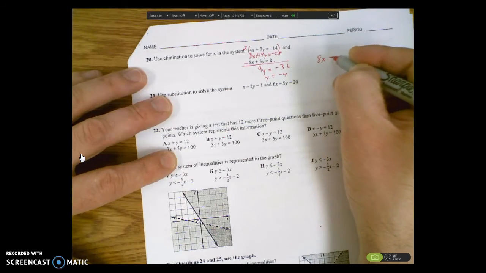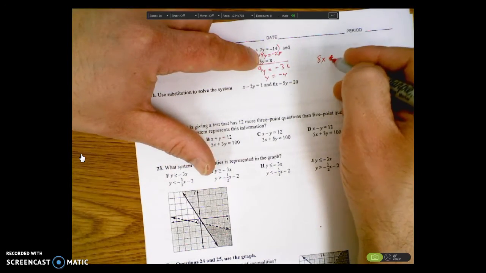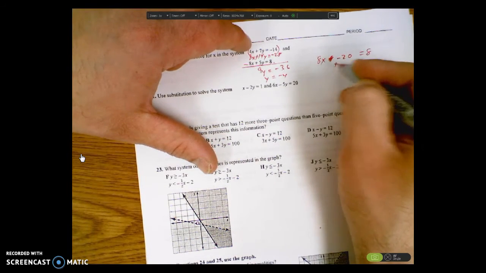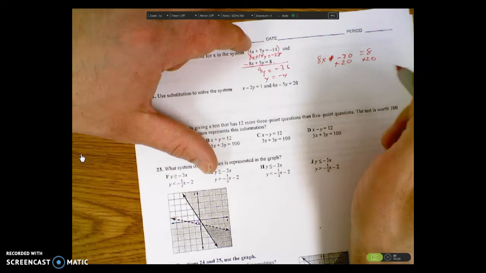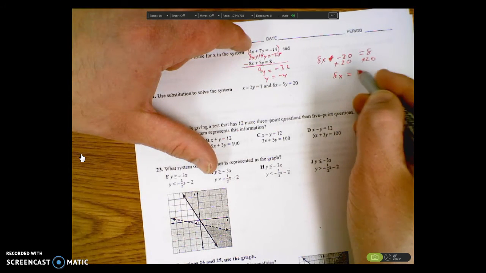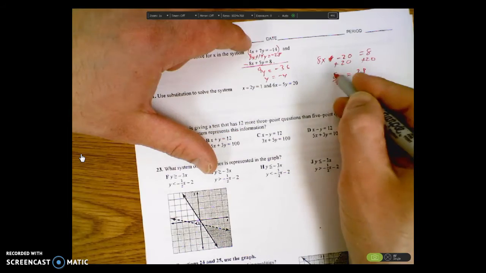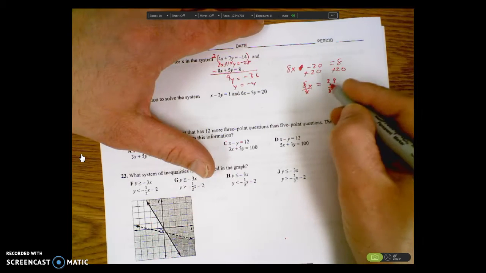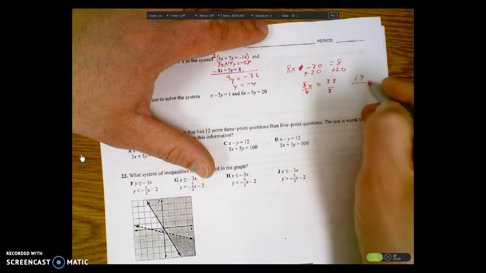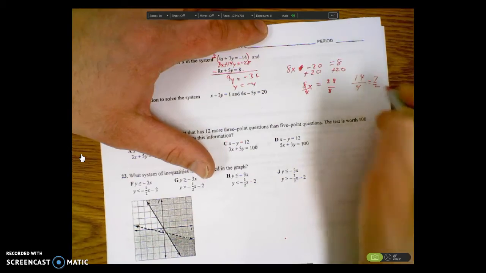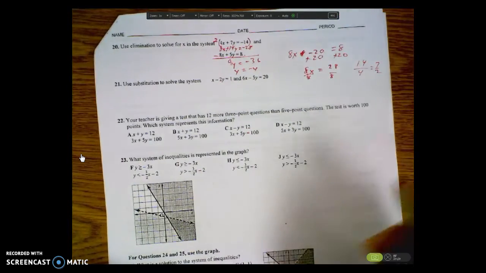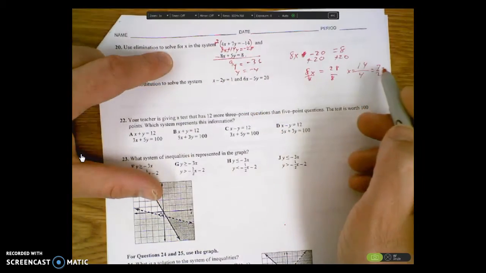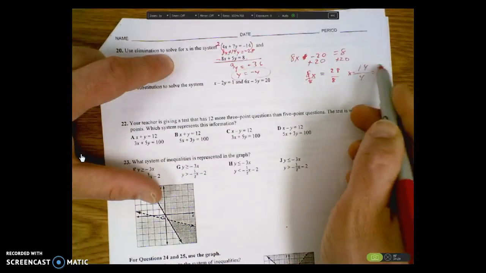So 8x plus, actually, it's going to be a minus. 5 times negative 4 is negative 20, equals 8. I'm going to add 20 to both sides. Yeah, that's right. And 8x equals 28. Divide by 8. Divided by 2, half of 28 is 14, half of 8 is 4, so 14 fourths. Divide by 2 again, 7 halves is what we're looking for. Oh, and that's just the x. Oh, I already had the y, didn't I? Yep, y is negative 4. X is 7 halves.